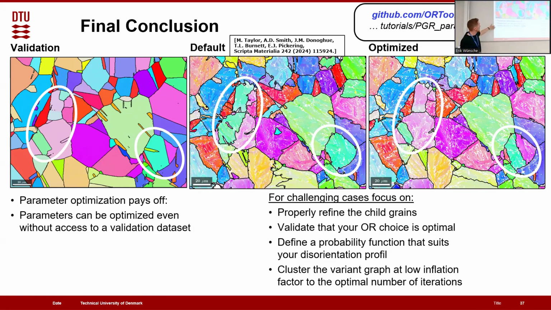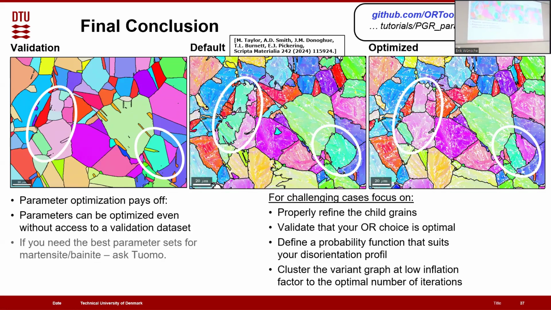Lastly, we had the luxury of having this validation data set, which we again thank you also for putting up online. But I think you can even do this optimization without having a validation data set, just by looking at those parameters and actually looking at the outcome, which you kind of intuitively see when it gets better or worse. And lastly, if you need the best parameter sets for martensite, you should ask Tuomo, because after optimization, I basically came down to the same parameters that Tuomo shared with me. So that was really good.